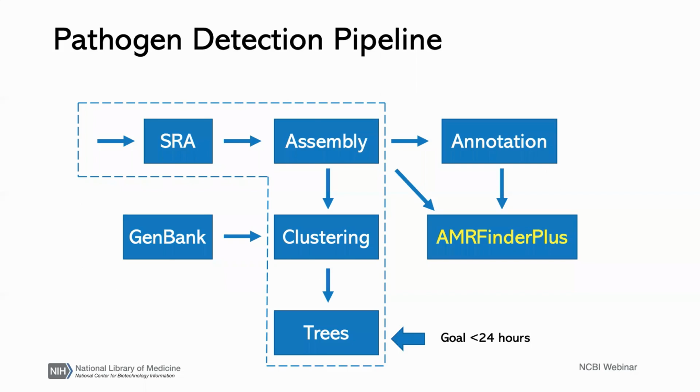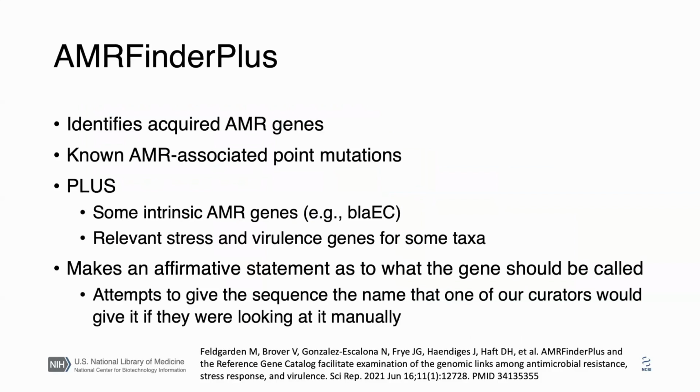Now, to tell you a little bit more about AMRFinderPlus, it identifies acquired AMR genes, known AMR-associated point mutations, plus some intrinsic AMR genes and relevant stress and virulence genes for some taxa. And what makes AMRFinderPlus different from a lot of other antimicrobial resistance gene finding software? Well, there's a number of things, but I think the biggest thing is that it makes an affirmative statement as to what the gene should be called. So AMRFinderPlus is really trying to give the sequence the name that one of our curators would give it if they were looking at it manually.